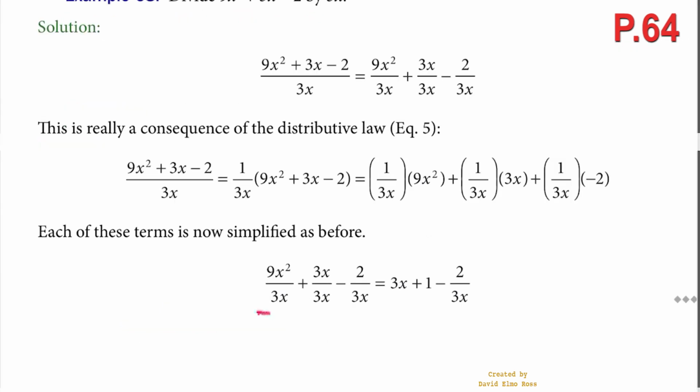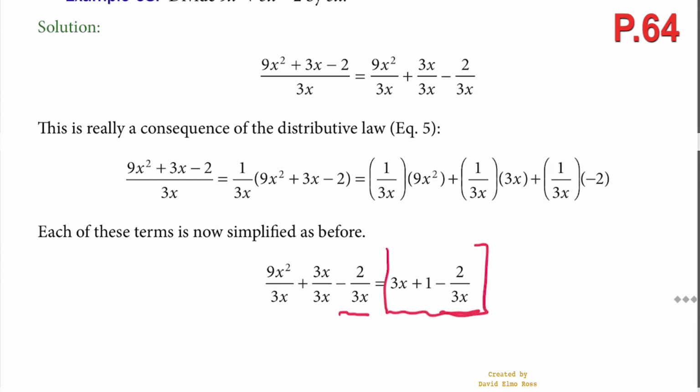If we look here, this term is 9x squared over 3x, so we can divide the 9 and the 3, and we get our answer of 3 here. We can also divide x squared by x and get our x term. We can take 3x divided by 3x and generate our 1 term. And finally, we can take minus 2 over 3x and just add it to the end, and this then becomes our final solution here.